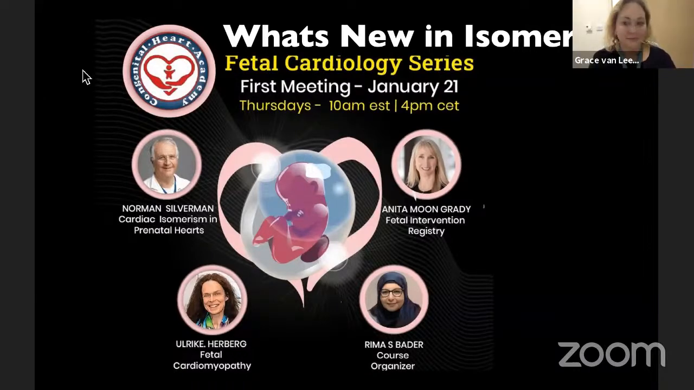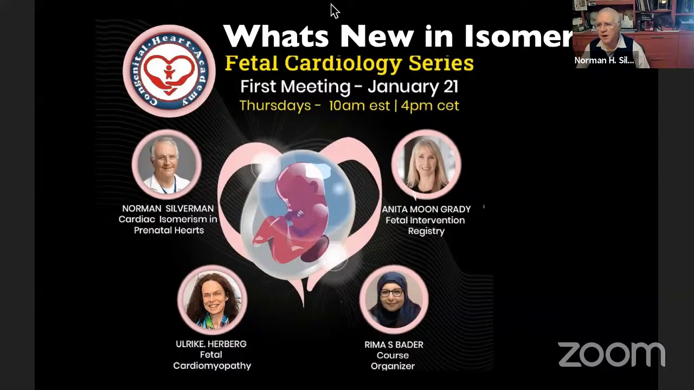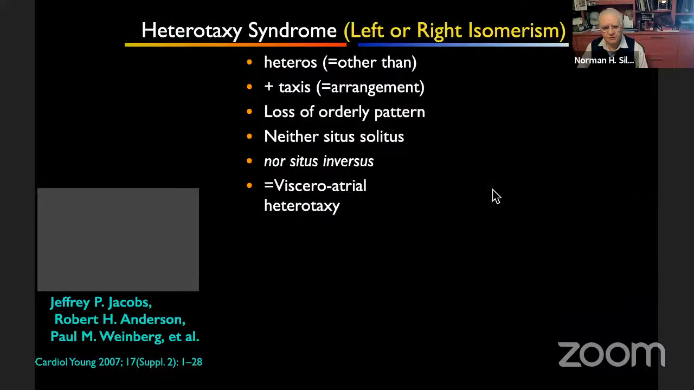So I'll just begin by looking at isomerism. Can you all see my screen? We'll talk about what's new in isomerism. First of all, when we talk about isomerism, almost everybody understands this as heterotaxy. Heteros is Greek for other than, and taxis is arrangement. So it's a loss of orderly arrangement of the body's asymmetry. It is neither situs solitus nor situs inversus. And really what it is, described in its full length, is visceroatrial heterotaxy.